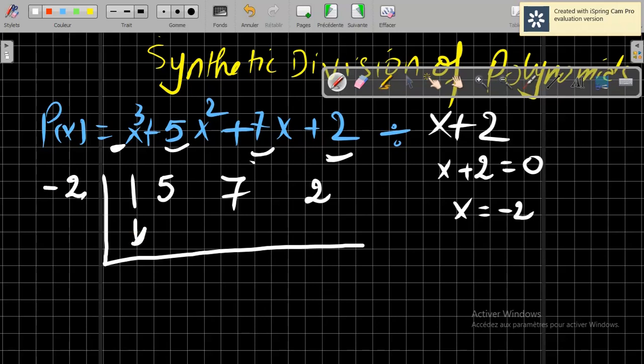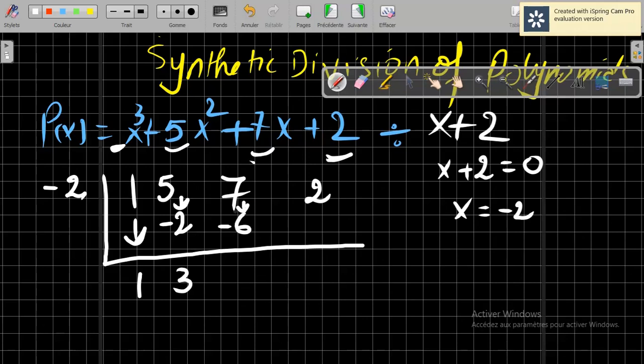So I need to bring down the 1. So outside of the lines, we are going to multiply. So I'm multiplying here the 1 by -2 is equal to -2. I'll be writing it here, -2. Then I add vertically: you need to add 5 added to -2 is equal to 3. 3 multiplied by -2 is equal to -6, comes here.